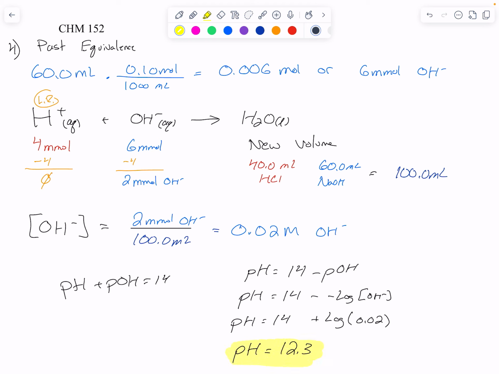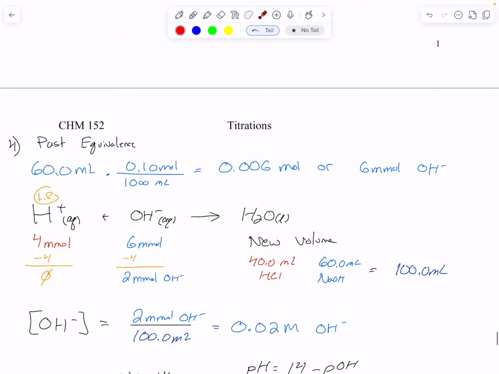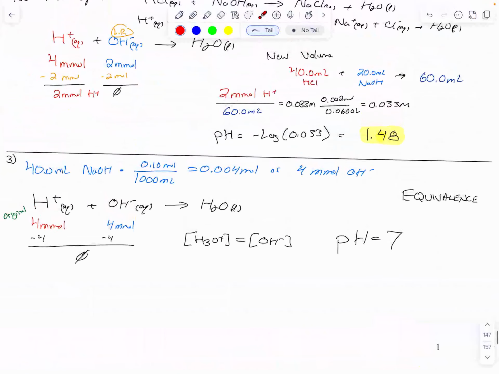Right, so those are the 4 regions of a titration and an example of calculations of each region for a strong titration. Past the equivalence, the pH is due to the excess hydroxide present. It just depends on the volume, and you get the pH. At equivalence, I didn't highlight that.